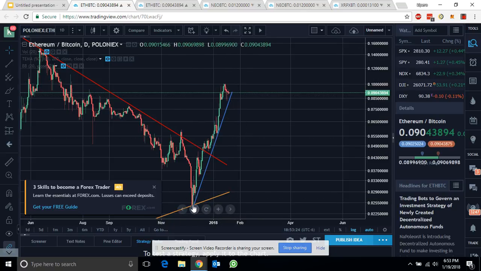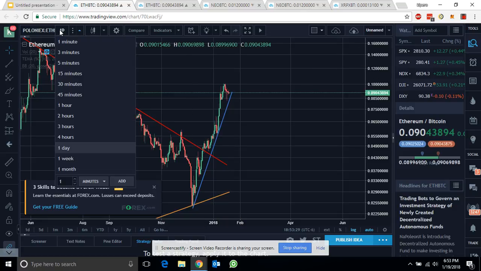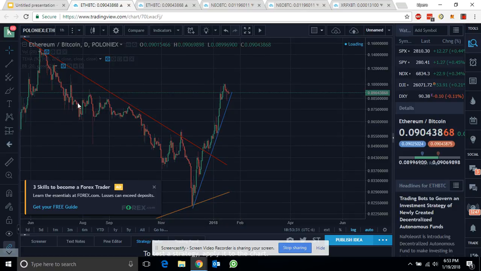So as you see, I also had tried to determine the short-term trend, and maybe if it's a short-term, let's not look at the daily chart, let's look at the hourly chart.